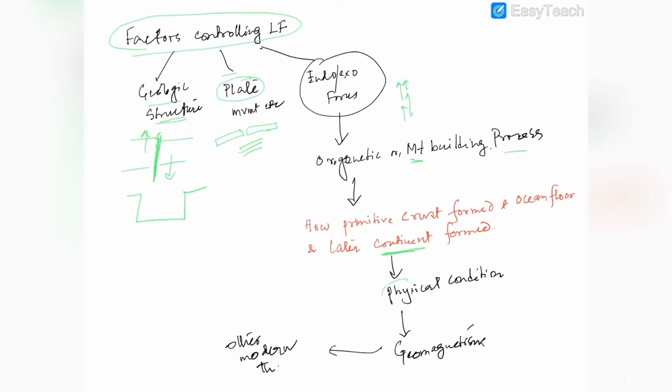After that, the next chapter led to the physical condition of Earth's interior, where we gave this conical structure and divided it into core, mantle, and crust. Now we are going to geomagnetism, and you will see how this physical structure of the Earth and the trizonal division of the Earth lead to geomagnetism. And once we finish geomagnetism, you will see this concept will lead to many other modern theories like seafloor spreading.